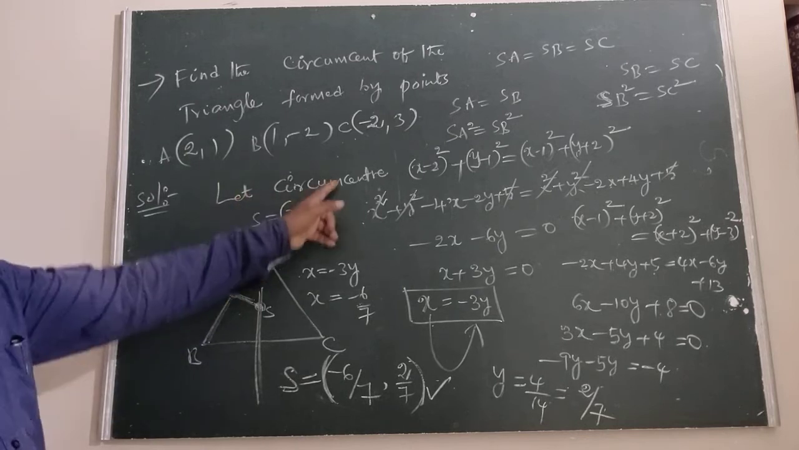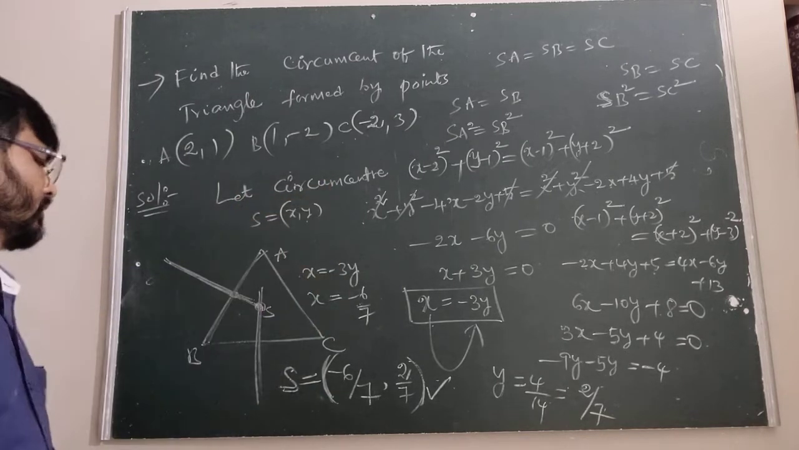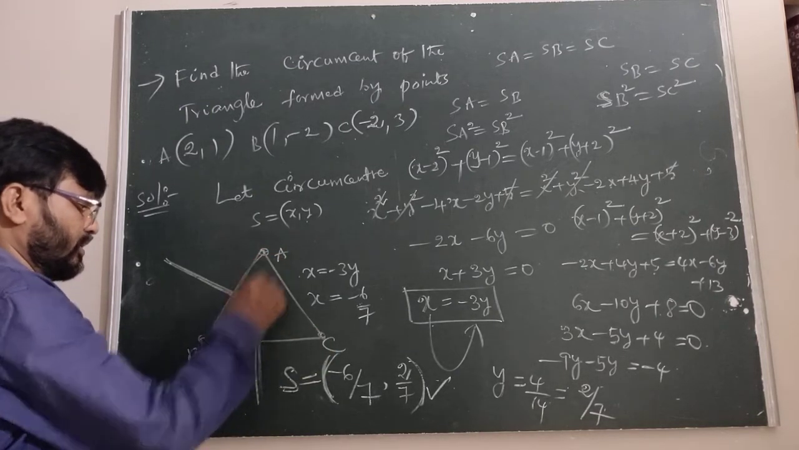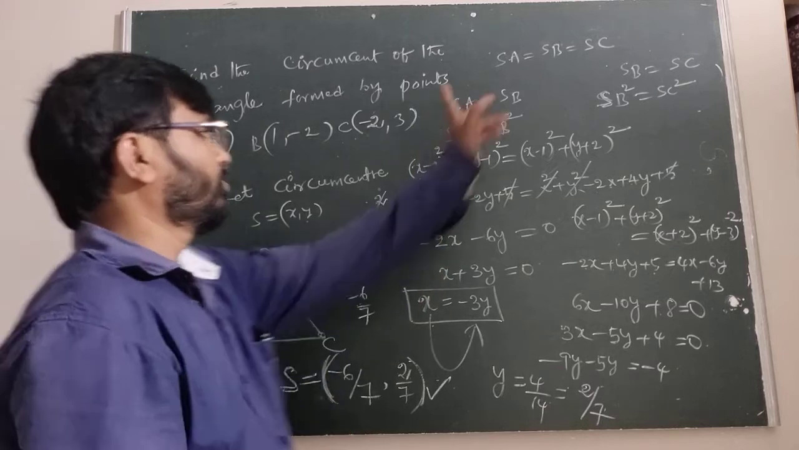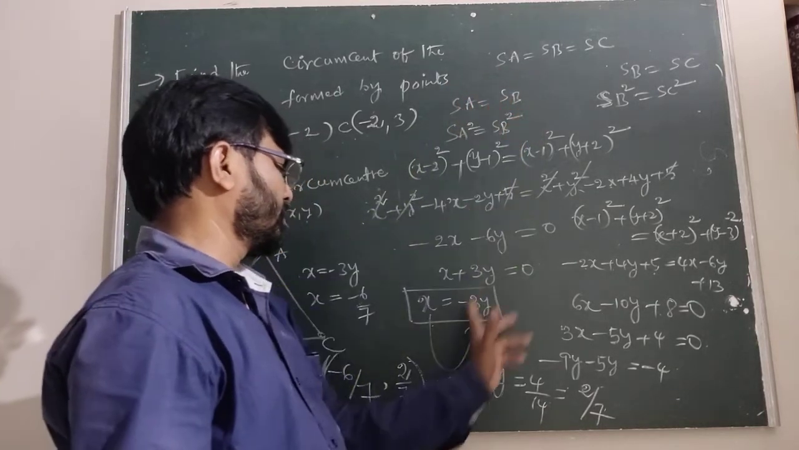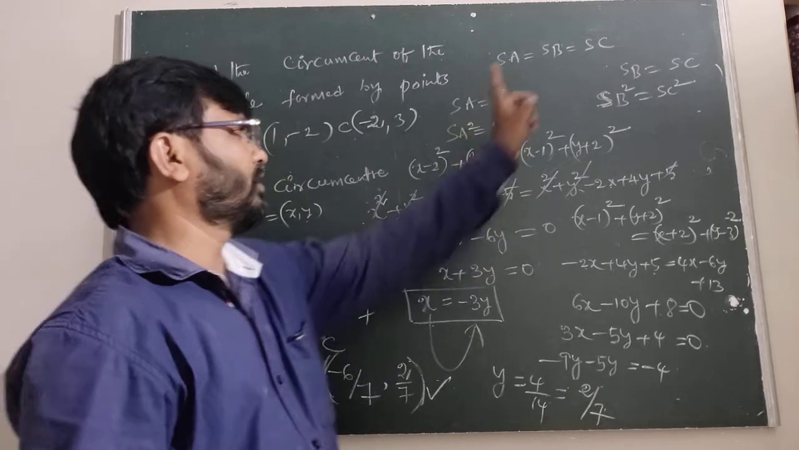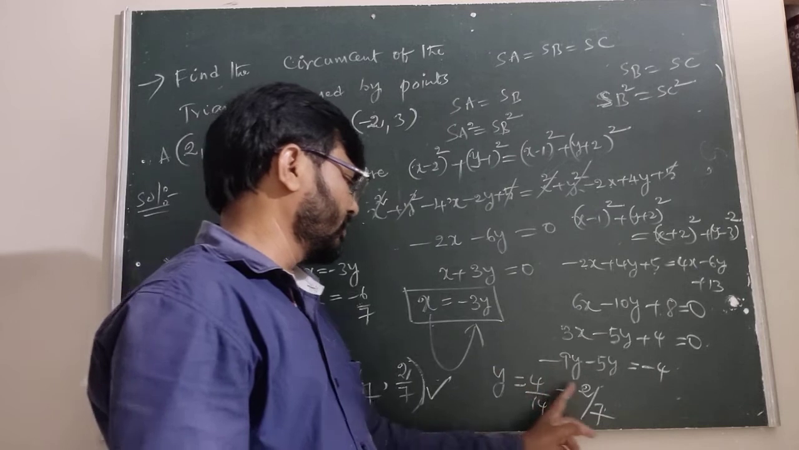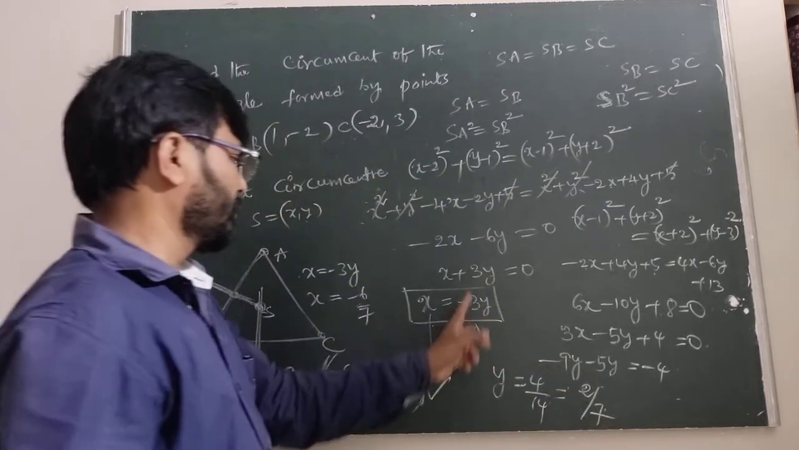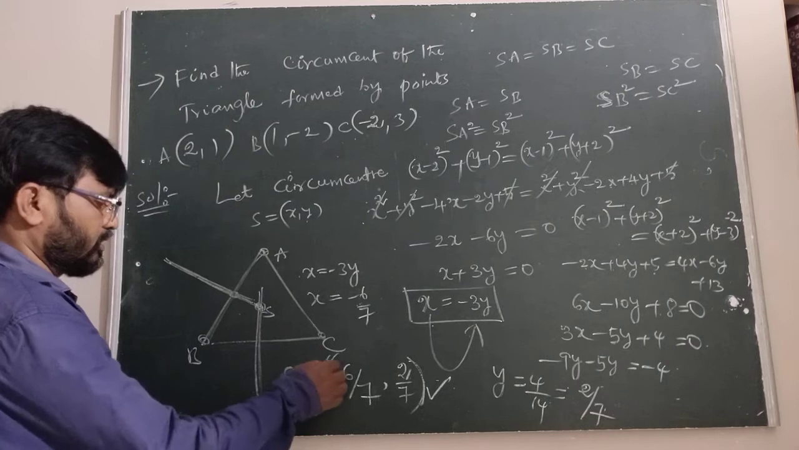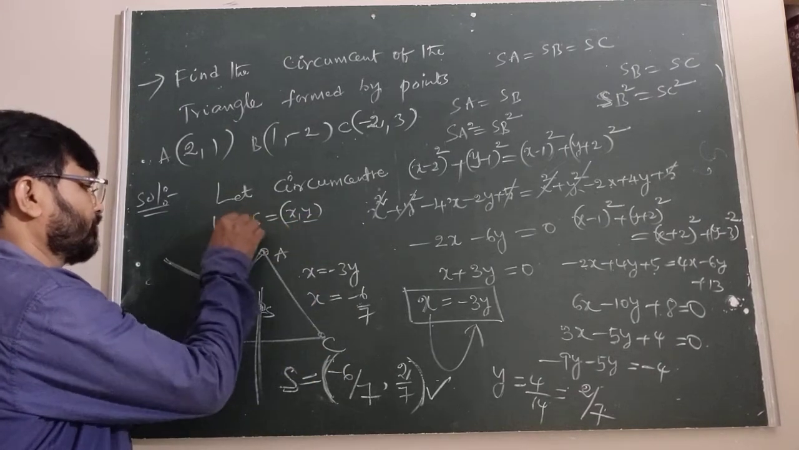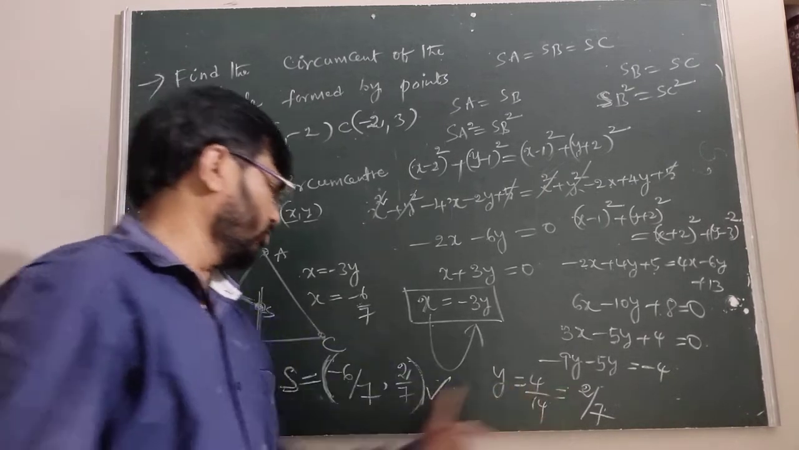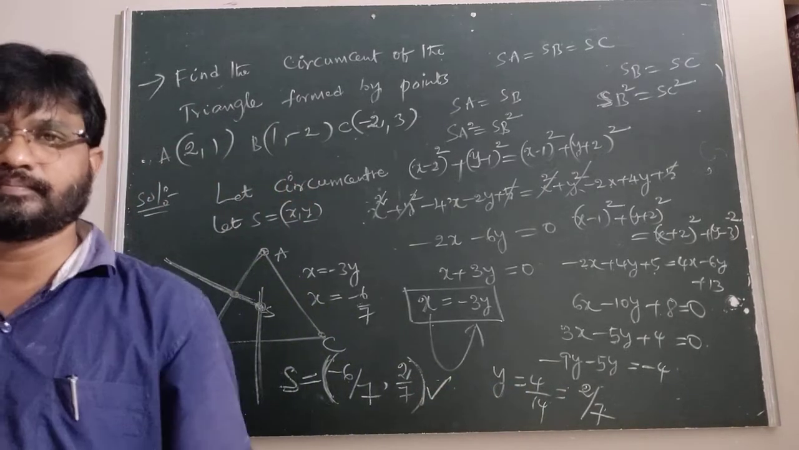First take circumcenter S equal to x comma y. The circumcenter is at equal distance from the vertices of the triangle, that is SA equal to SB equal to SC. First we take SB equal to SC. After squaring on both sides we got this one. Now this is substituted in this. First we got y, and y is substituted in this, so x equals minus 6 by 7. The circumcenter x comma y is minus 6 by 7, 2 by 7. This is the method, okay.